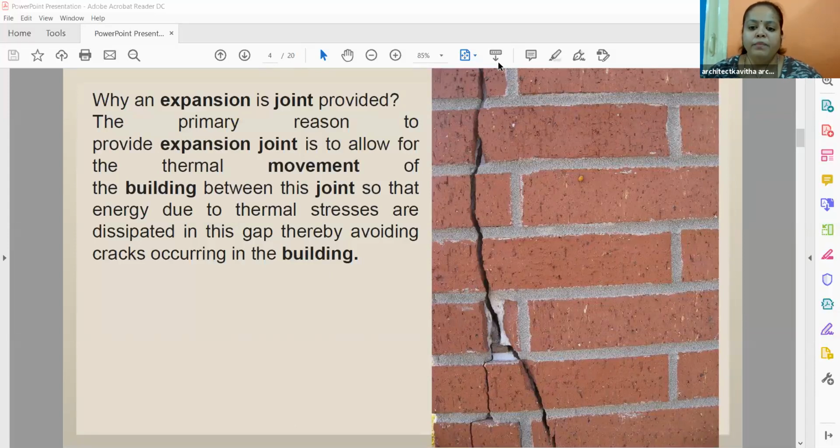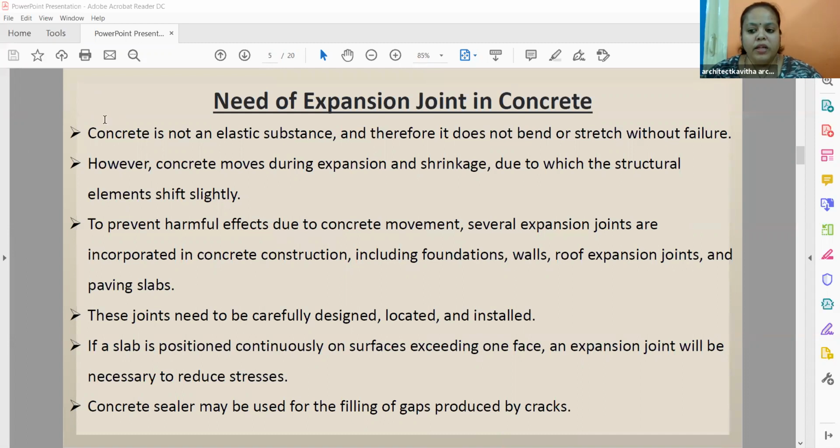But in spite of providing this, when there is a thermal movement in the building, chances of it to crack like this can happen. When you have a longer length, it's simple, like having a long stick. When you try to bend it, it is easy to bend. But if you have a short stick, it will be a little tighter to bend. So similarly, giving that gap will help avoid these cracks. So next, what is the need of expansion joint?